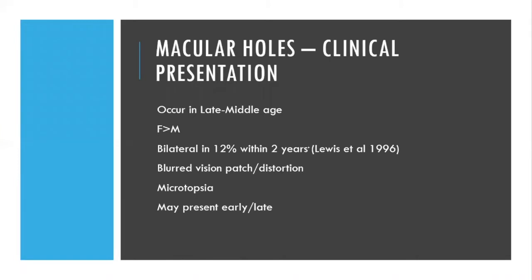defects. And they may present early or late. What I mean by that is that some patients will come at the first sign of some distortion. They can be quite aware of the symptoms. Other patients may present very, very late on, when the macular hole has perhaps been there for a long time. It's only when they're examined, they go to their optometrist, or perhaps they accidentally cover one eye, that they're aware of a problem with their other eye.